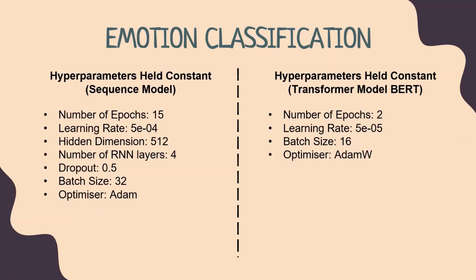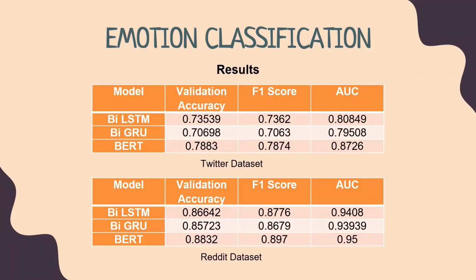The slide shows the hyperparameters held constant for the training of the models. These are the results for this classification task on two different datasets. Clearly, BERT performs the best for both datasets in terms of area under curve, AUC.